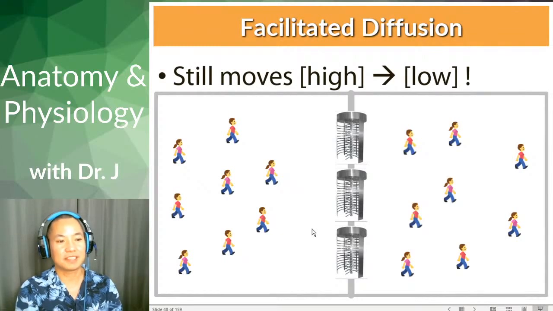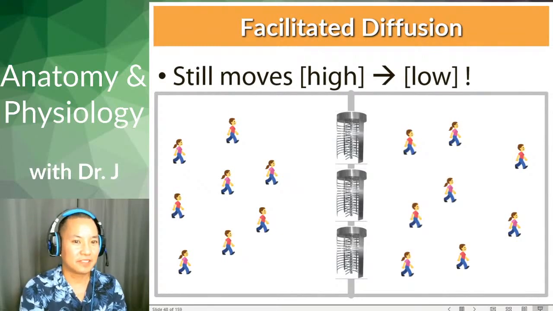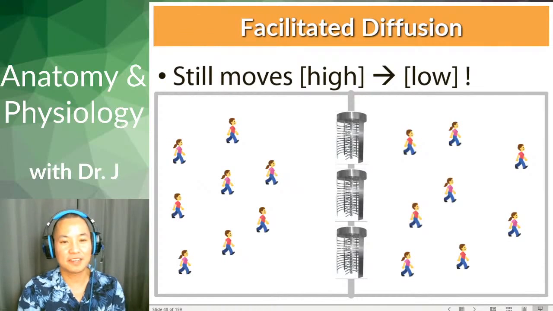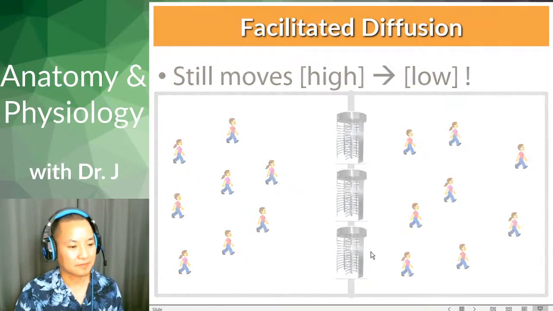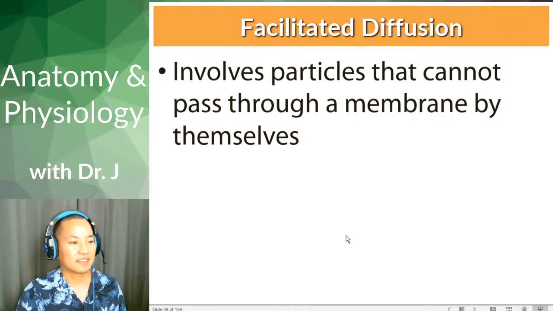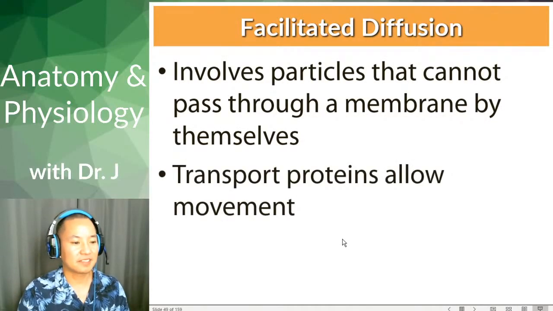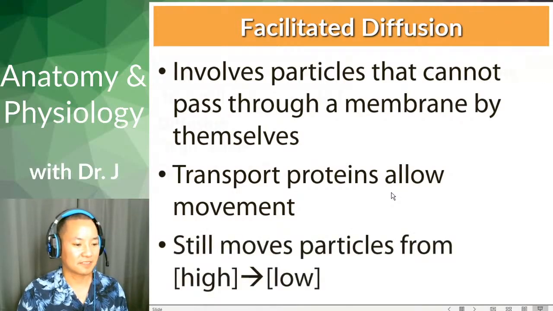So it still moves from high to low concentration. It still is diffusion. But instead of having just a pure plasma membrane and a membrane barrier, it actually has something helping out, typically a protein. So this involves particles that cannot pass through by themselves. These transport proteins, like that glucose carrier molecule, allow the movement. But by itself, a particle or some sort of solute that undergoes facilitated diffusion cannot move by itself. That's the rub there.